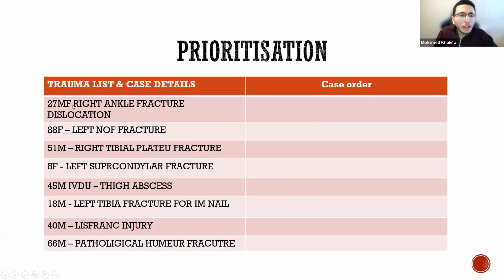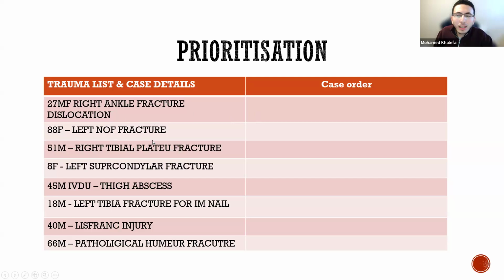So 27, let's say this is male, right ankle fracture dislocation. 88, left neck of femur fracture. So you want to know if this is an open or closed fracture, is it reduced now? And does he have any neurovascular compromise? And how long ago did the fracture happen? Is it now or then? So these are the questions, okay? You can also ask about comorbidities. Is he diabetic, for example? And they will give you some answers.